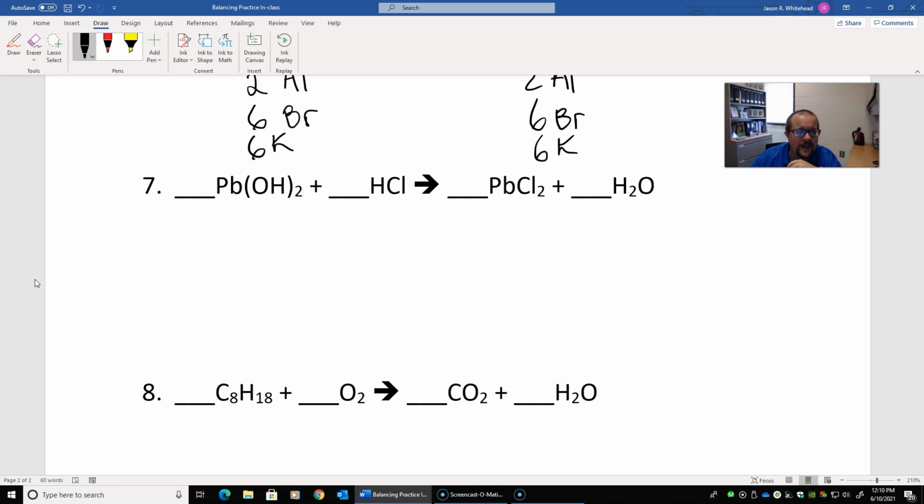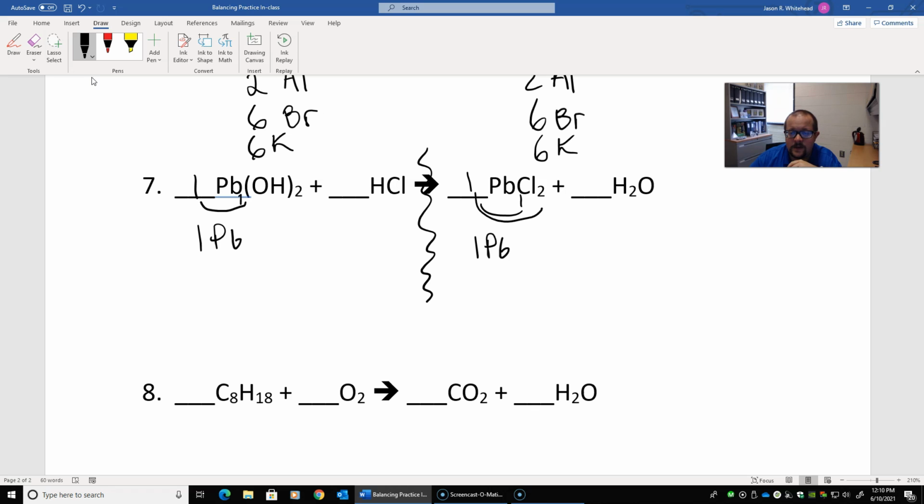I'm going to put a 1 in front of the Pb on the left. That'll give me 1 times 1, or 1 Pb. So on the right, if I put a 1 here as well, that'll give me 1 Pb on the right as well. So far lead's balanced. So let's move on to balance the Cls.